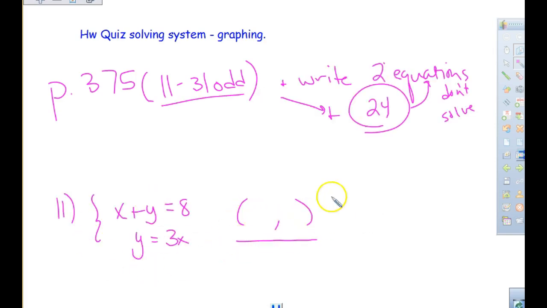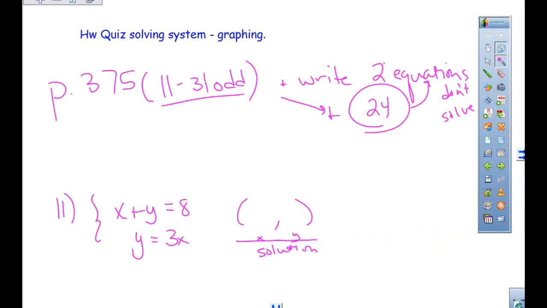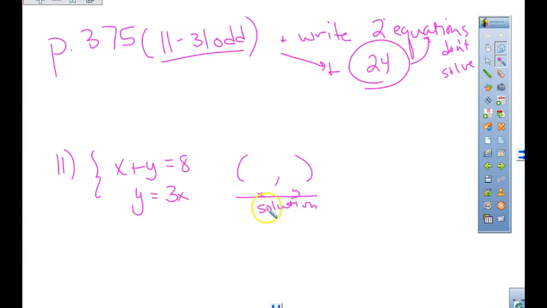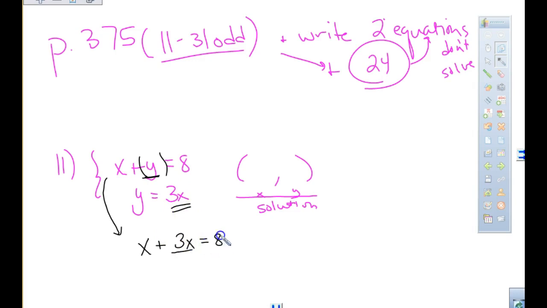Once I have the problem down, I know this is my solution when I get done, okay? I am looking for an x value and a y value when I finish the problem. So sometimes I'll have the students start and put that right by it right away. I know one variable is equal to something. I know, in this case, that y equals 3x. That means I'm going to go to the first equation, and I'm going to write x plus, but instead of putting y, I'm going to replace it with what y was equal to. And y was equal to 3x, equals 8.